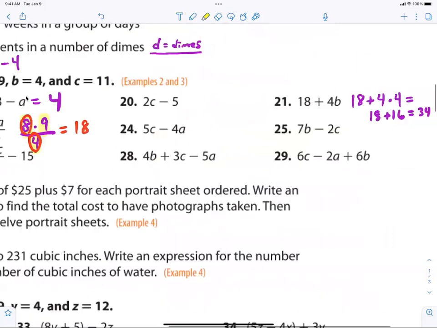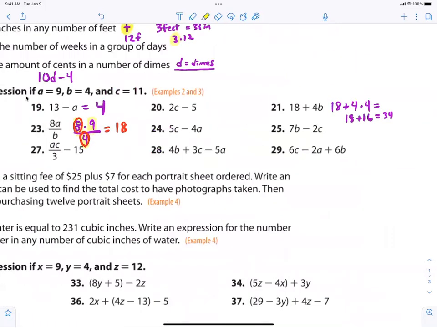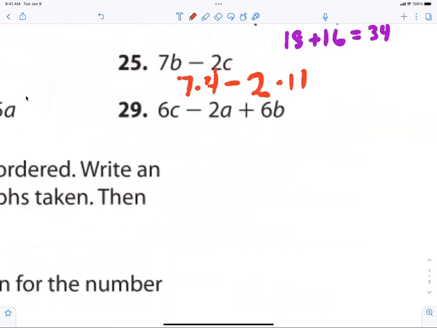All right. Who's up for 25? Me. Tell me what to do. 7 times what? What's B? Minus 2 times 11. I'm putting it on my paper just to make sure. Now tell me what the final answer is. 7 times 4 is 28. Good job. You're amazing. That was nice and smooth. Everybody's happy with that so far?